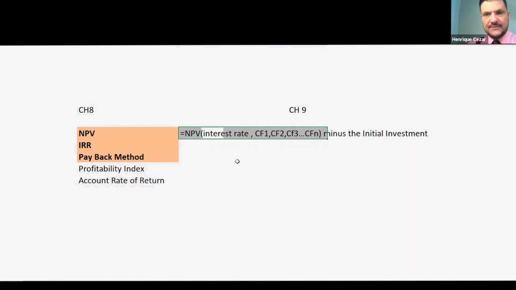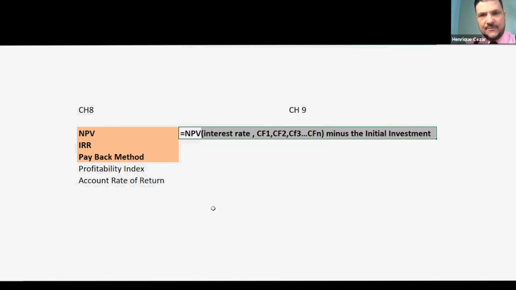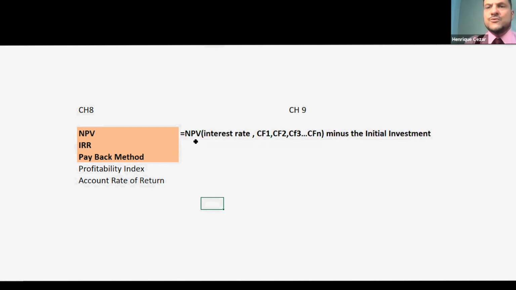Eric, take a look. So that's the formula of the NPV, okay? I'm gonna make it a little bit more visible, easy to read, I meant, but that's what it is. So it's NPV, open parenthesis, the interest rate, cash flow 1, 2, 3, all the way, close, minus the initial investment. Okay, the minus initial investment is not in the formula. You have to add it when you're doing it. Otherwise, you're not going to get the right answer.